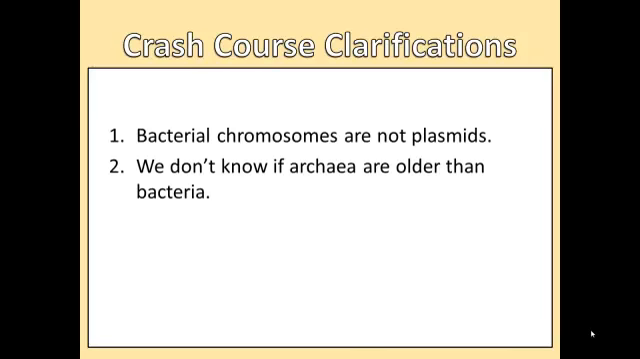I have a crash course video for you to watch about Archaea, bacteria, and protists. It gives a good chapter summary and an introduction to the protists in the next chapter. Hank does make a few mistakes though, and I'd like to clarify them. Bacterial chromosomes are not plasmids. Bacterial chromosomes are circular pieces of DNA. Plasmids are circular pieces of DNA, but they're different.